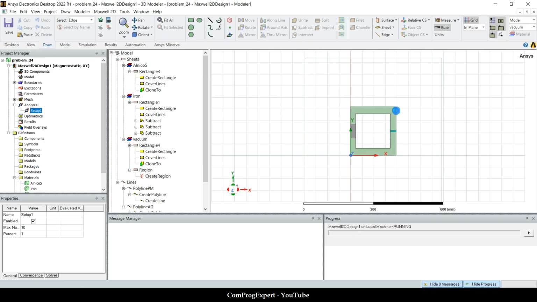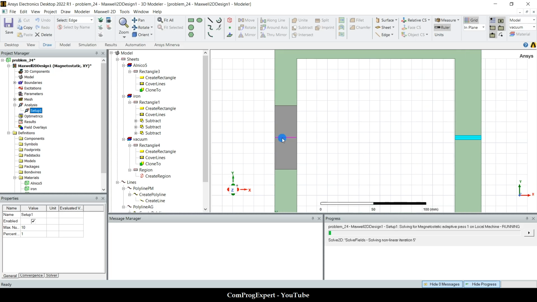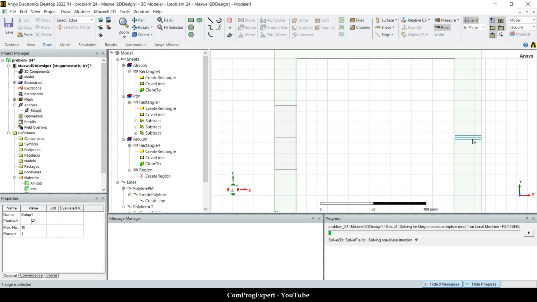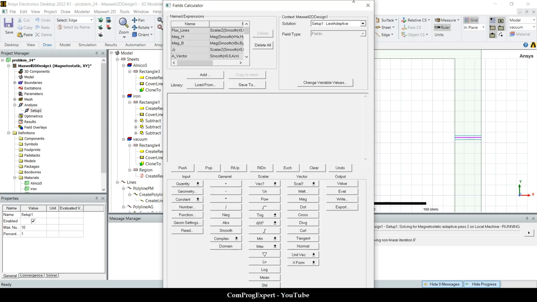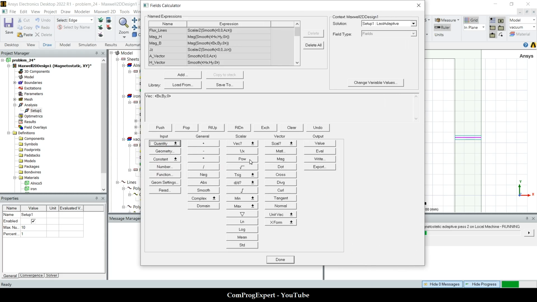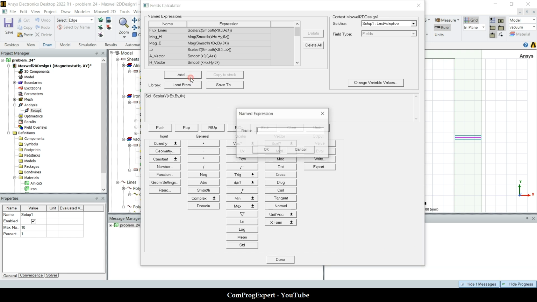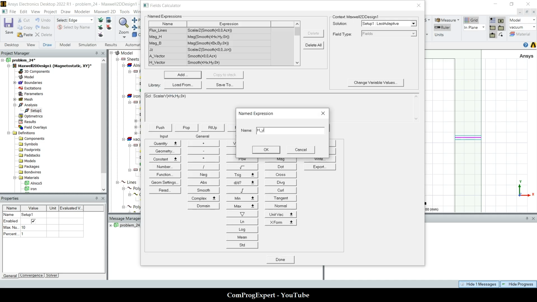Analyze. Now I am going to plot the y component of B on this edge and this edge. So here, let's in the field calculator define this quantity B, select the y component. So this is By. And also let's add H component. Okay, Hy. We need these two.